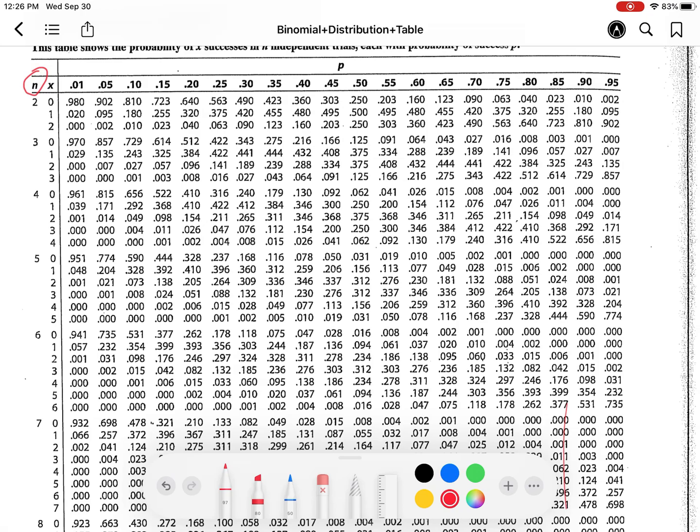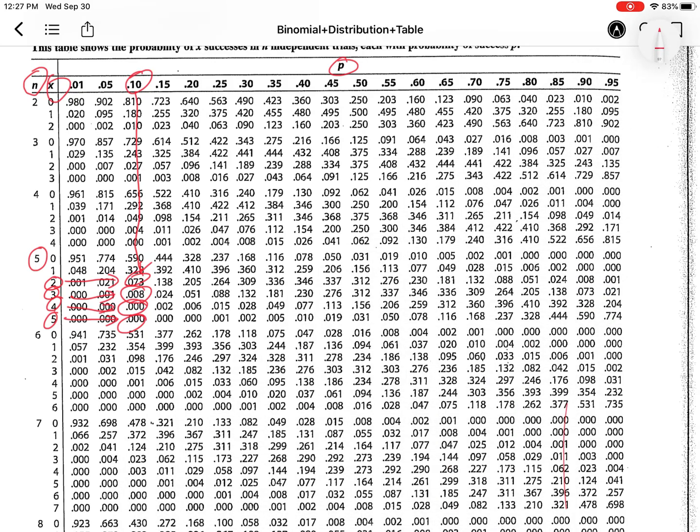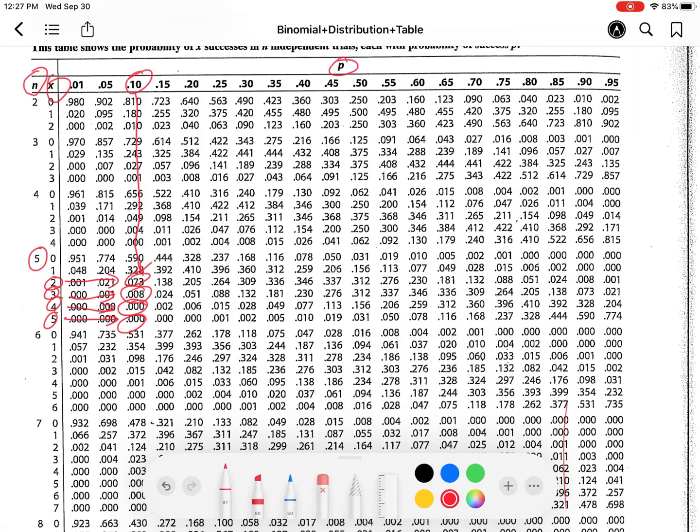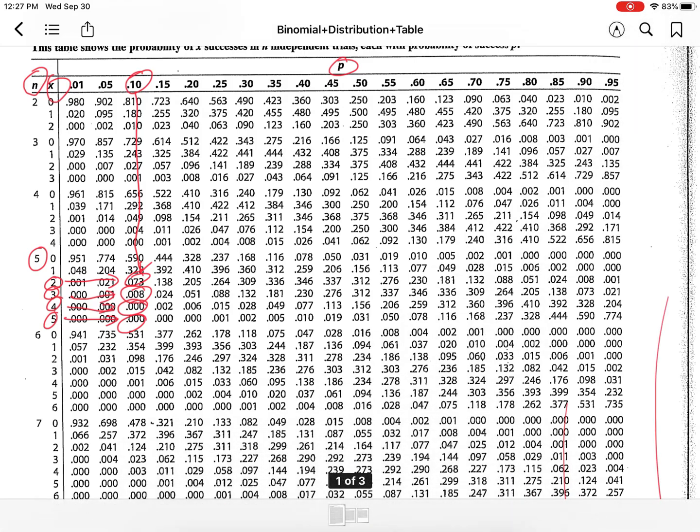So starting with the n, that's the number of trials. It's the number of rolls. 5 rolls, right? P, 0.1, right? You have a 1 in 10 chance of getting a 10 on a single roll. And then we're looking up 2, 3, 4, and 5. X equals 2, 3, 4, 5. Okay, you get these numbers. 0.073, 0.008, and then the rest are 0.